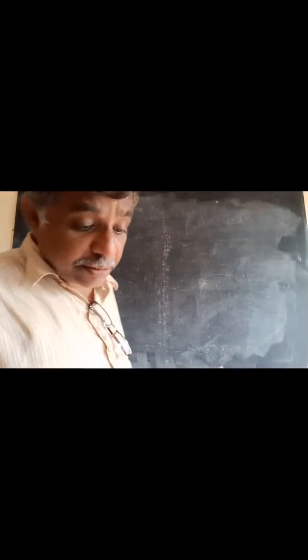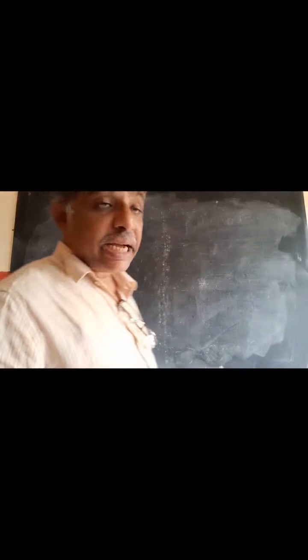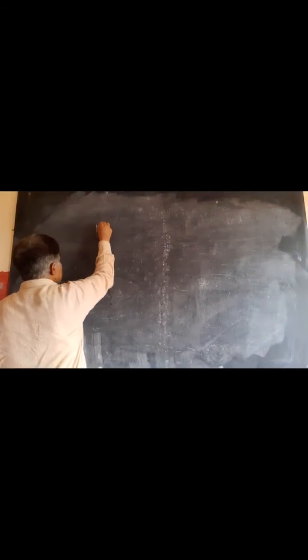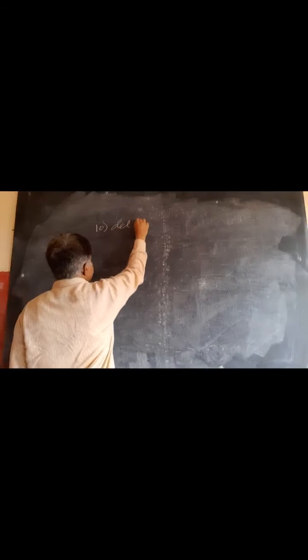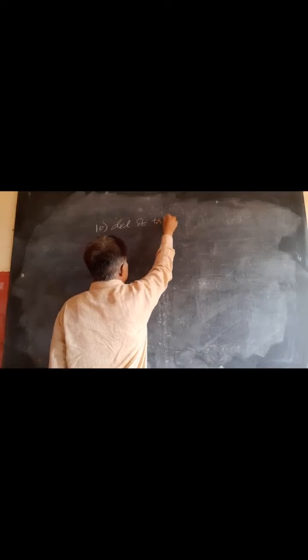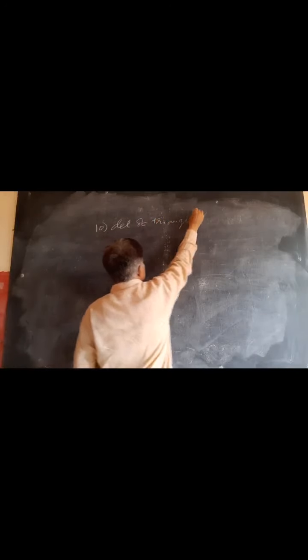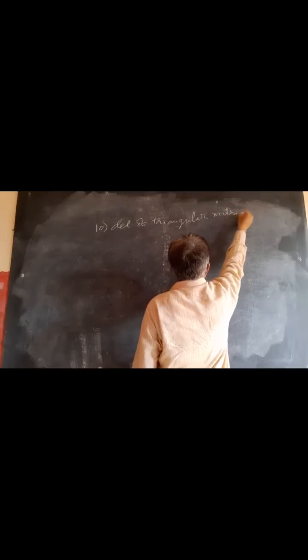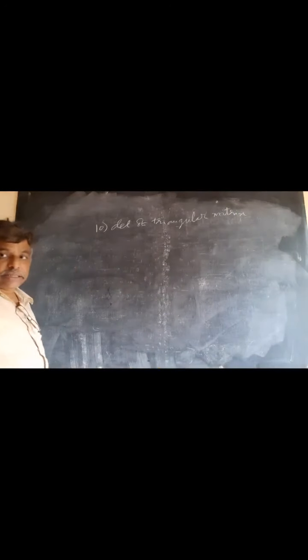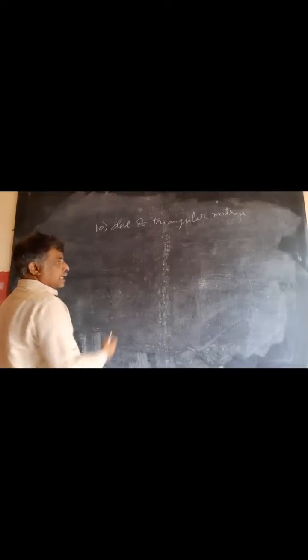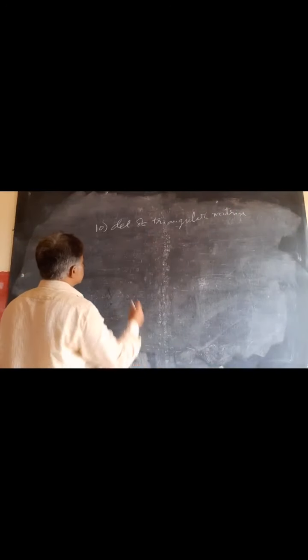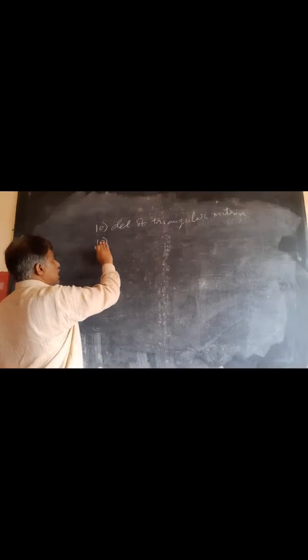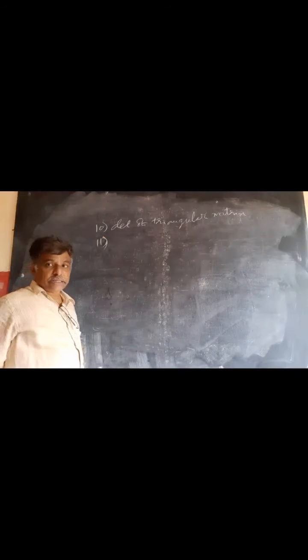Next, 10th property. Det of a triangular matrix is 0. Because all the lower triangular or upper triangular elements are zeros. Next, no need to calculate, directly you can say det of a triangular matrix is 0.